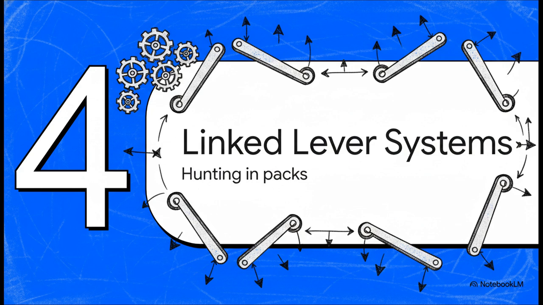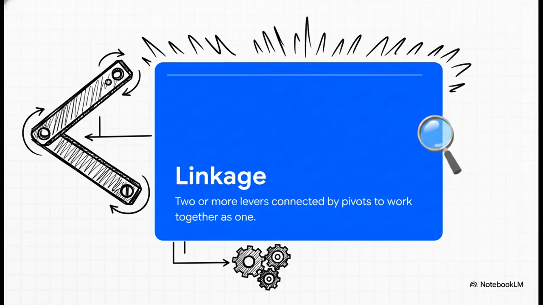So what happens when these solitary mechanisms stop hunting alone and start hunting in packs? Well, when levers team up, they form what's known as a linkage. This is an incredibly cooperative mechanical relationship. It consists of 2 or more levers connected by pivots, which, by the way, can be either fixed or moving, allowing them to work together flawlessly as a single unified system. They literally multiply their effectiveness just by joining forces.